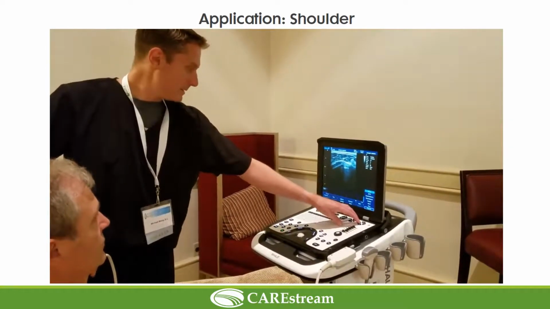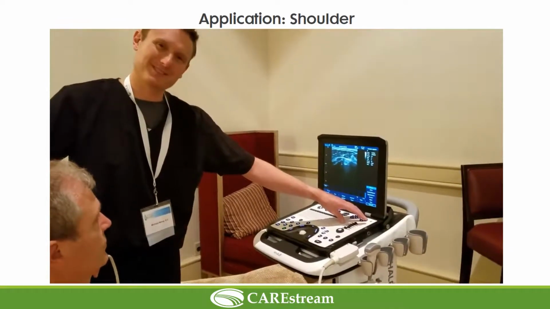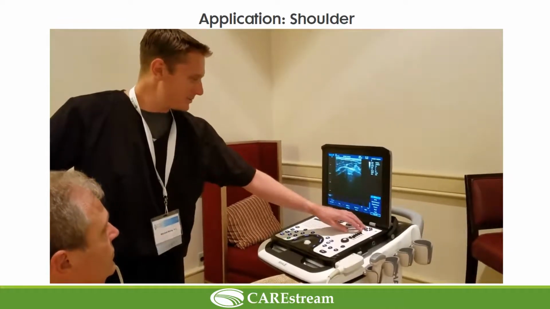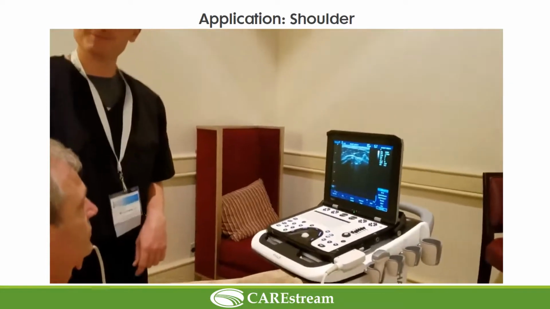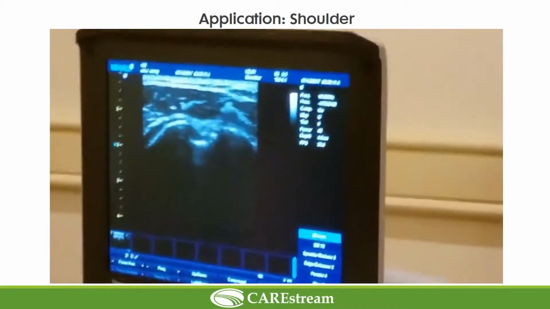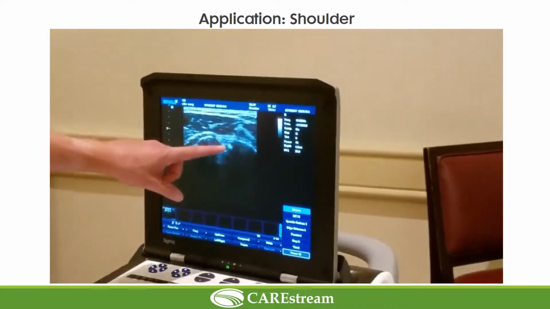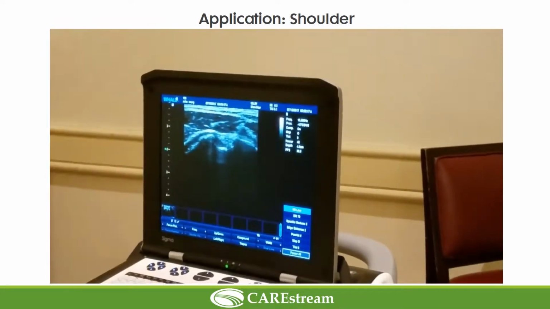My personal preference is not the manufacturer's suggestion. I like the acoustic power closer to 45 to 50 rather than 100 as on the preset, and this is the reason why. Now I can clearly make out the boundaries of the biceps tendon, which is the brighter structure, and I can actually see fluid in the bicipital groove, which I could not do at the manufacturer preset.